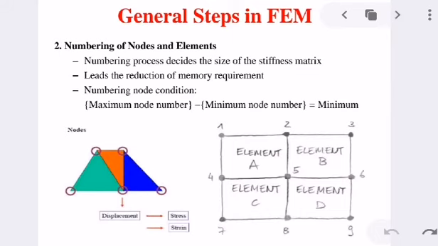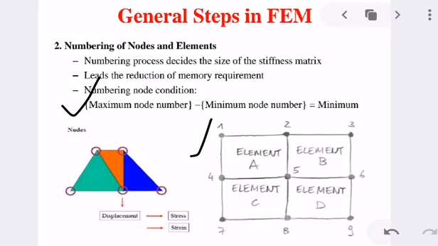So the nodes and elements should be numbered after the discretization process. The numbering process decides the size of the stiffness matrix and leads to the reduction of memory requirement. There is a condition in numbering the nodes: maximum node number minus minimum node number should be a minimum. This is the condition.